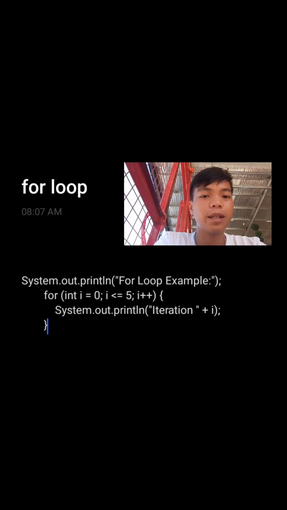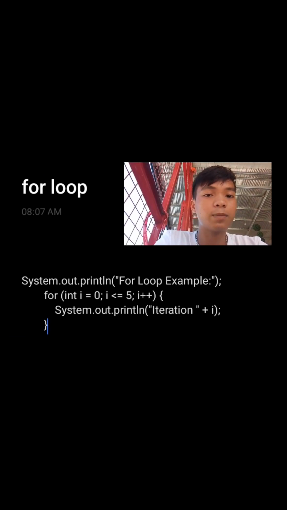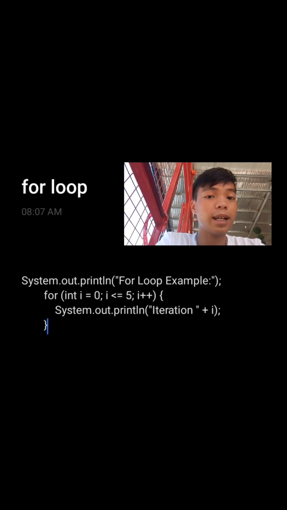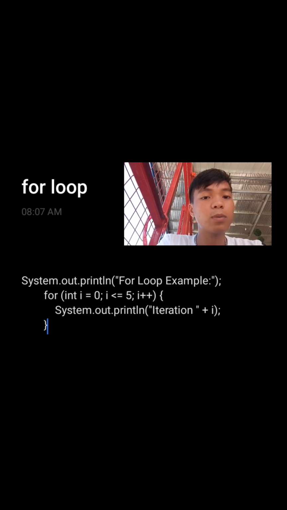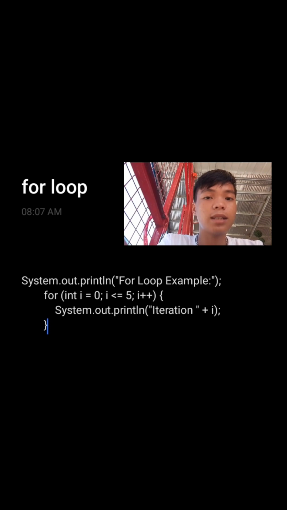In this Java example, int i equals 0 is the initialization part, where you declare an initial loop control variable, i in this case. i less than or equal to 5 is the condition part, specifying when the loop should continue executing. i++ is the iteration part, defining how the loop control variable is updated after each iteration. The code inside the curly braces is the block of code that gets executed in each iteration. In this case, it prints the current value of i.